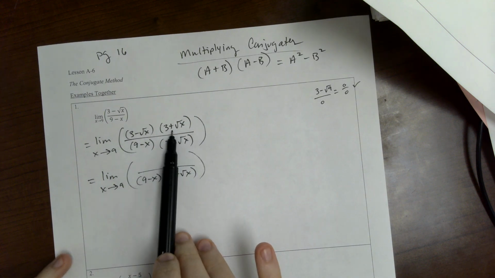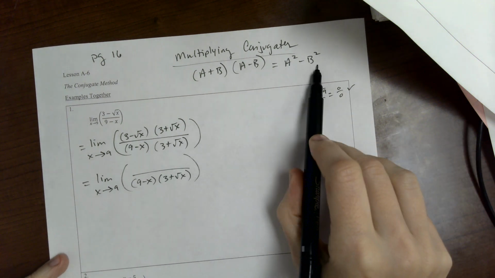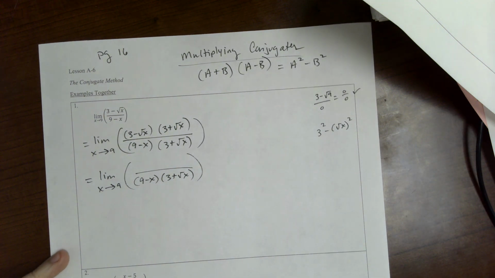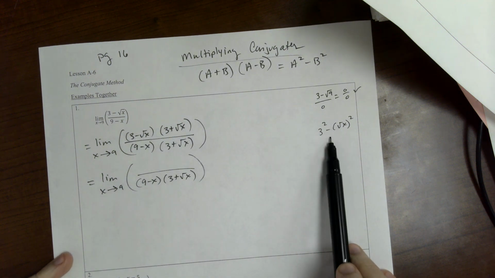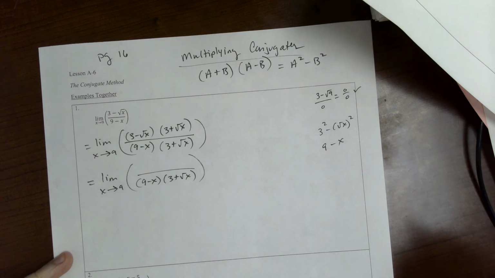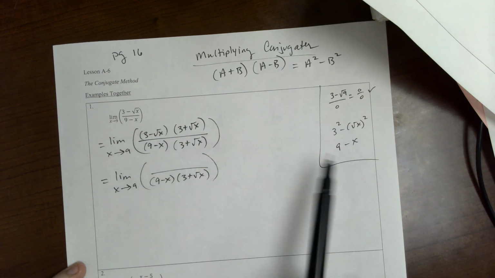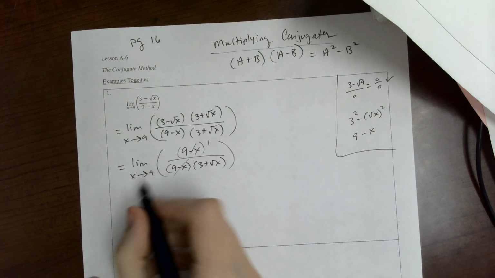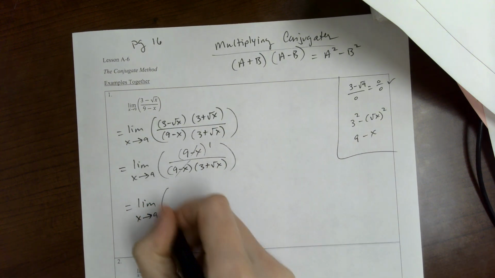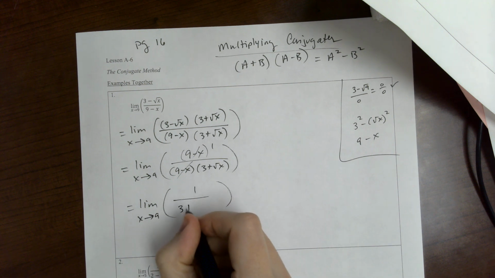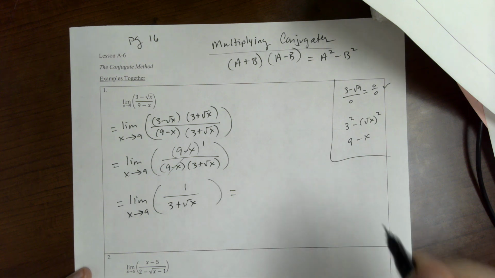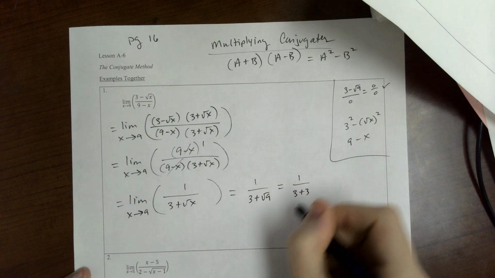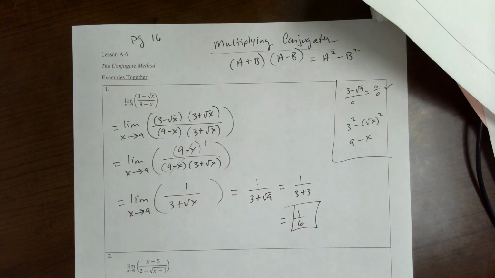Now in the top, we're multiplying conjugates. So what you end up with is 3 squared minus square root of x squared in the top, because if you multiply these two conjugates, it's just going to be a squared minus b squared. And this is 9 minus x. So the top is 9 minus x. Those do end up canceling. And so on the top, x approaches 9. Now I can direct substitute. So 1 over 3 plus.